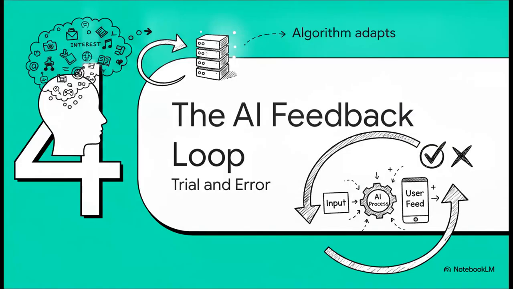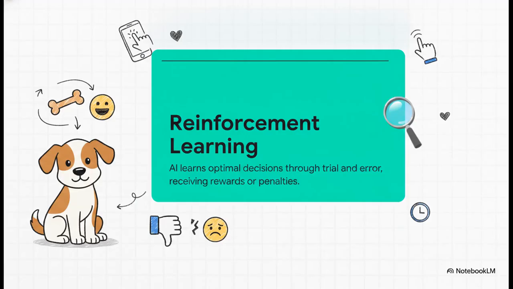Section 4. The AI feedback loop. Learning by trial and error. The crucial point for how it adapts relies on a concept called reinforcement learning. Think of this exactly like teaching a dog to sit. When you give the command and the dog obeys, you give it a treat, a positive reward. When it disobeys, it doesn't get a treat, a penalty. Over time, the dog naturally learns to repeat the actions that earn those rewards. AI agents learn in the exact same fundamental way.